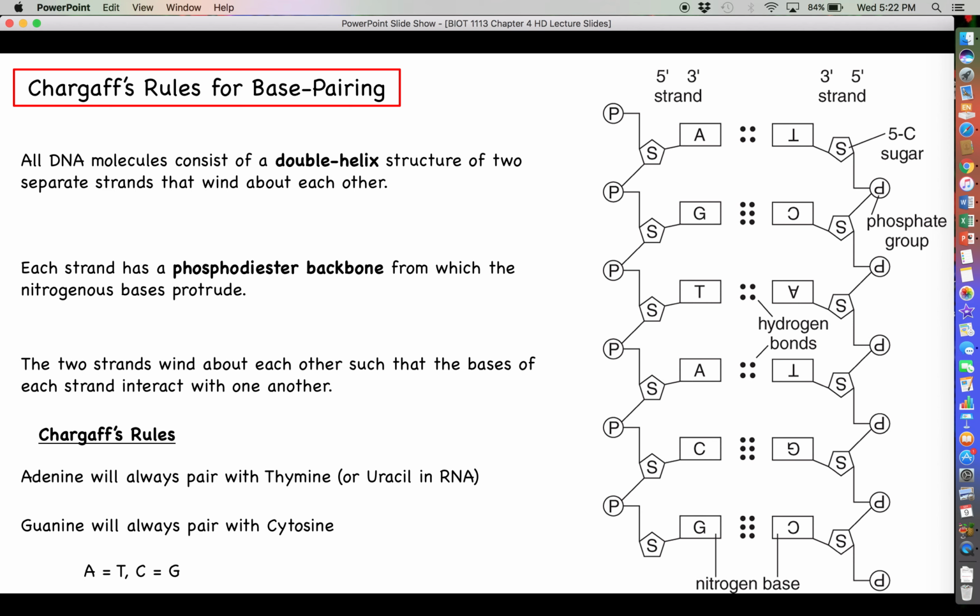So because those are the rules, the amount of adenine in one strand will always equal the amount of thymine in the other strand. The amount of cytosine in one strand will always match the amount of guanine in the other strand.